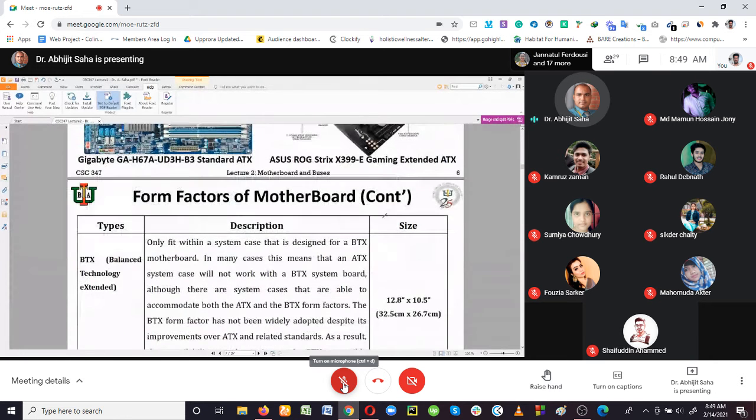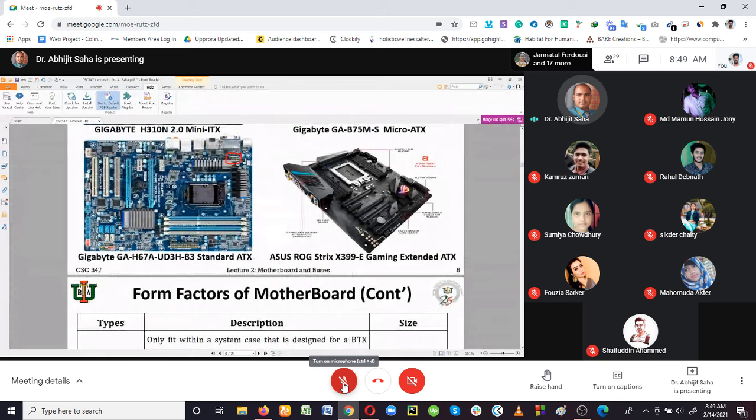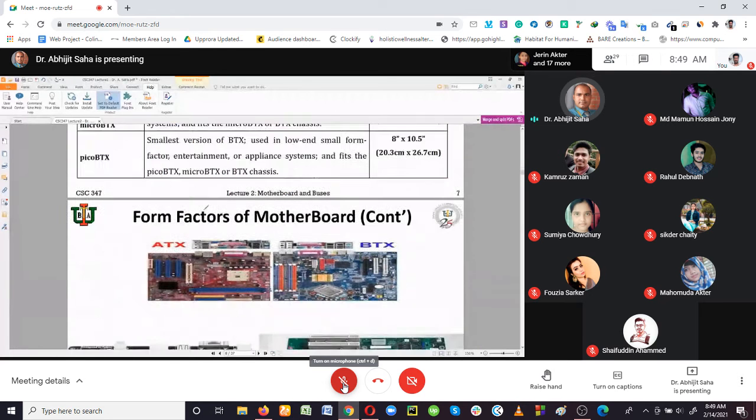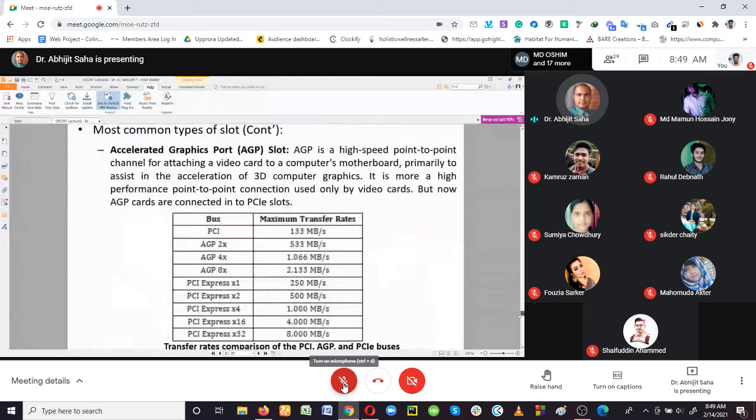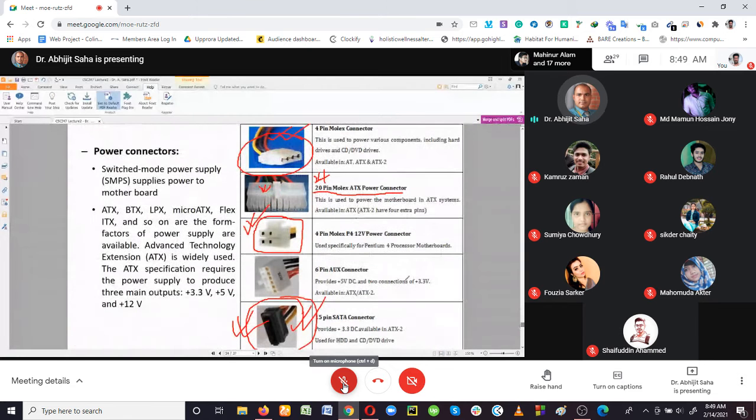So this is what I mean. On every motherboard you will easily find a 4 pin power connector. You have to connect this 4 pin power connector to the motherboard, so that your processor gets the extra 12 volts. So it's very important.